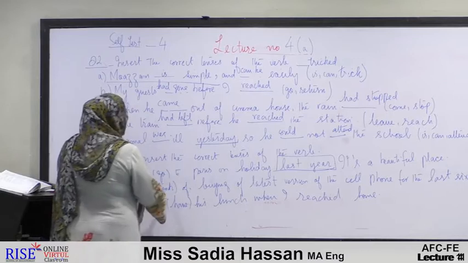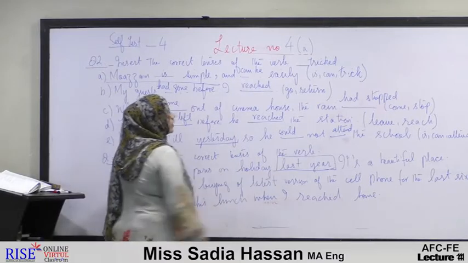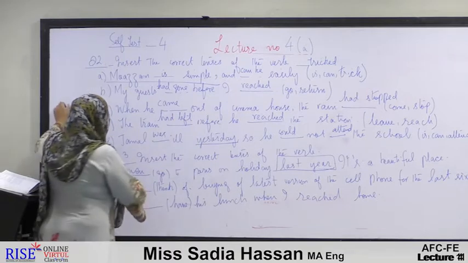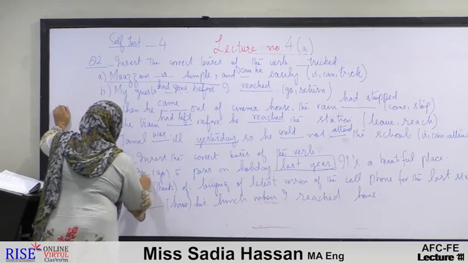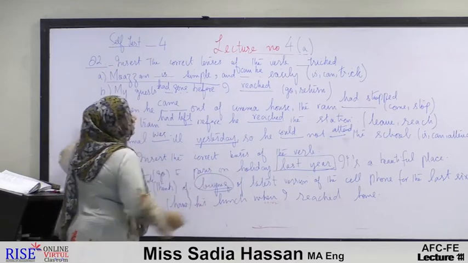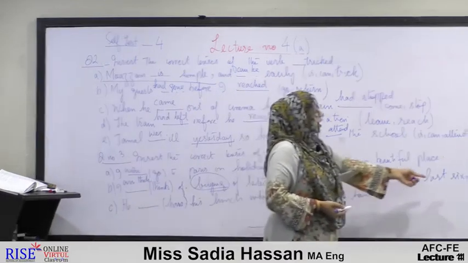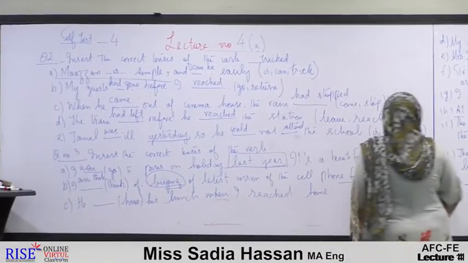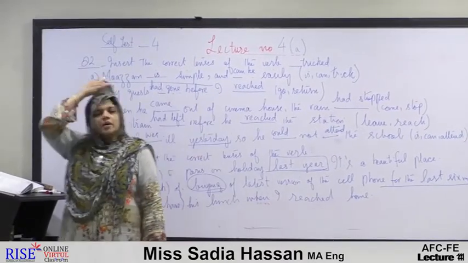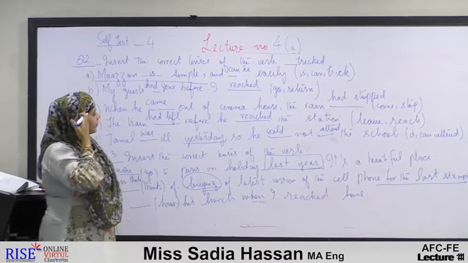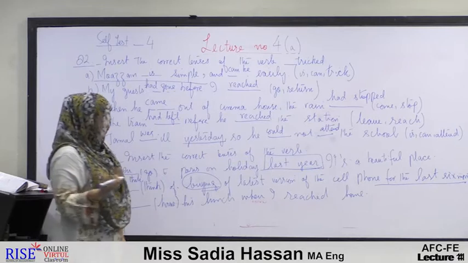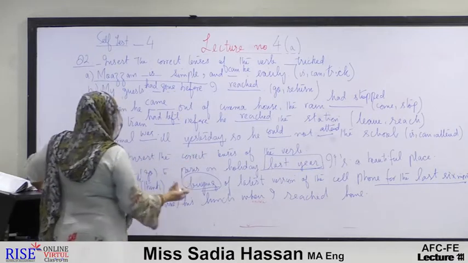Number 2. I dash of buying the latest version of the cell phone for the last 6 months. I am thinking of. Why? Because an action is in progress, buying the latest version of the cell phone for the last 6 months. For the last 6 months, that is a present progressive tense. So I am thinking, I am rather planning of purchasing something, of buying something. That is for the last 6 months.